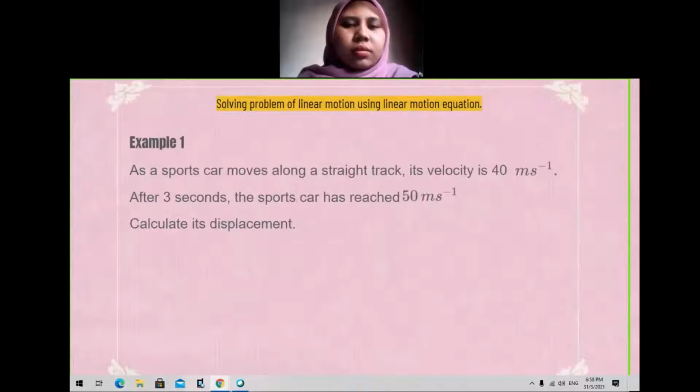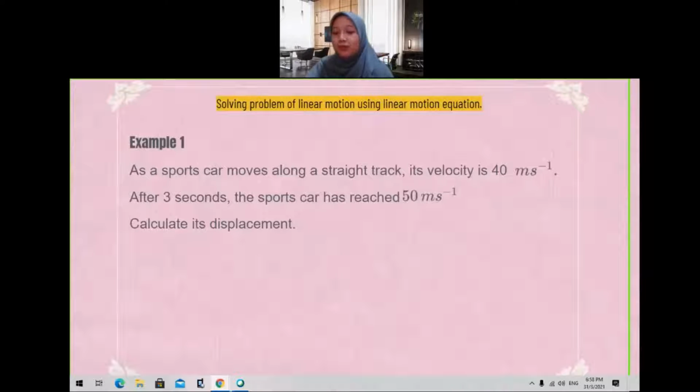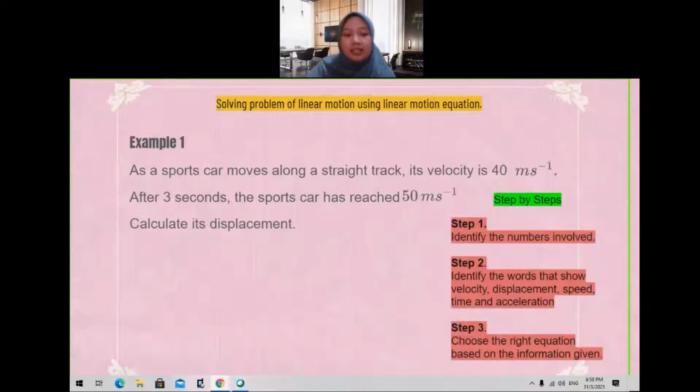Okay, here is example 1. A sports car moves along a straight track, its velocity is 40 meters per second. After 3 seconds, the sports car has reached 50 meters per second. Calculate its displacement. How to calculate it? Do you understand? Yes, use the formula. So how to use the formula? I will show you step by step, okay?